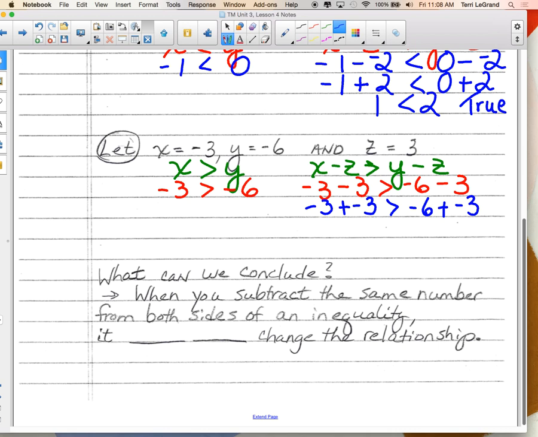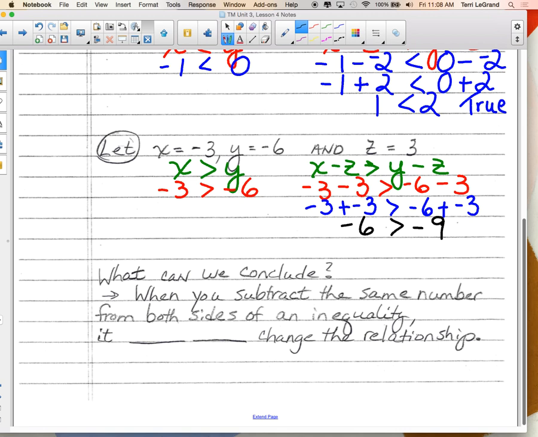After subtracting z from both sides, what do we end up with? I don't want to help you, Jenny. I'm going to make you do it myself. Cheyenne? I want to hear it. It's greater than. Okay, I agree. -6 is greater than -9, so we should end up with that.